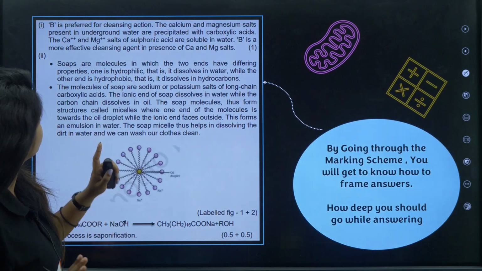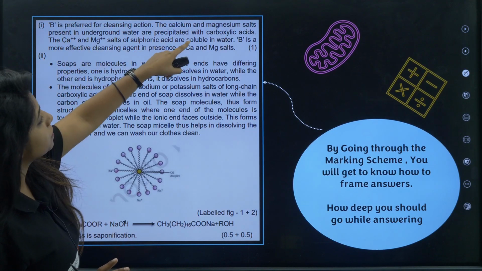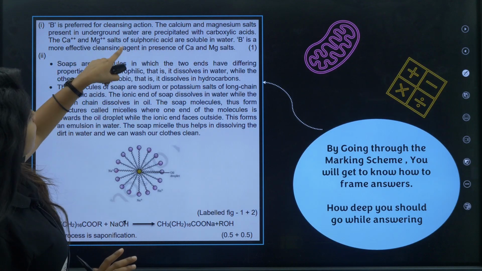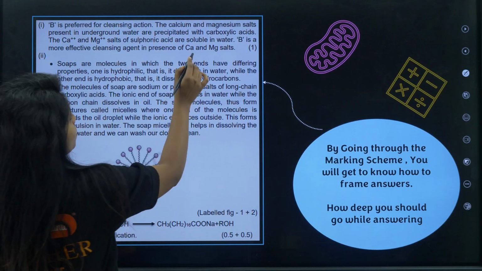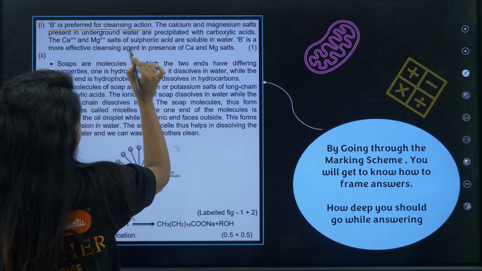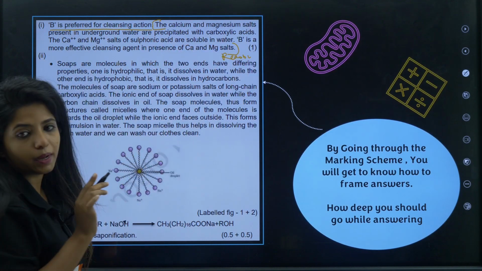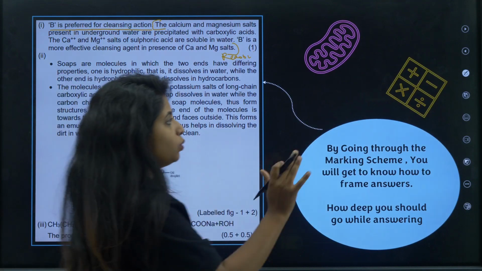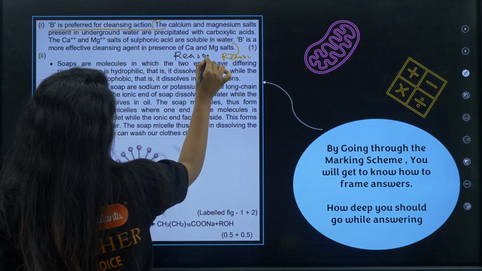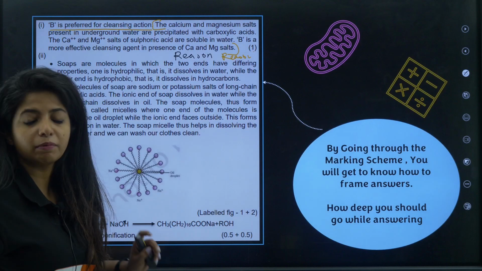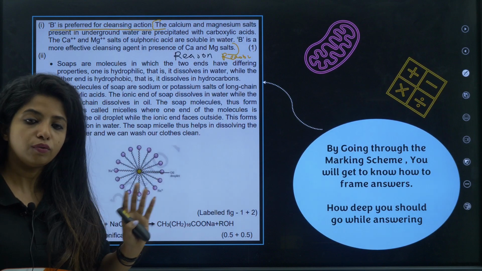So let's see if the answer says that or not. B is preferred for cleansing action. The calcium and magnesium salts present in the underground water are precipitated with carboxylic acid. The Ca and Mg salts of B are soluble in water. B is a more effective cleansing agent in the presence of this. So basically you told what is preferred and you told about the reason. That's all. It gives you 1 mark. So whatever was asked in the question, you at least answered it and you got the marks for the same. Okay, do not be worried about the marks. Over here it gives you 1 mark, total 1 mark. So you know how to divide the marks.